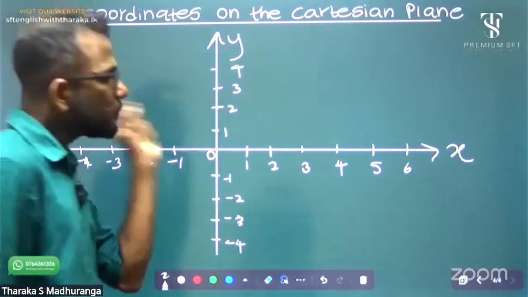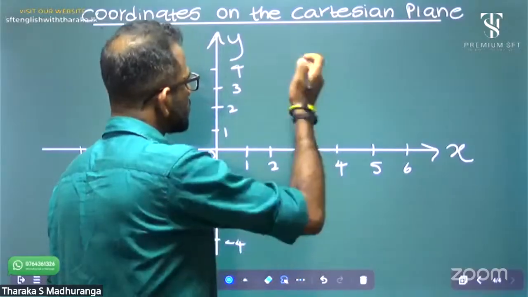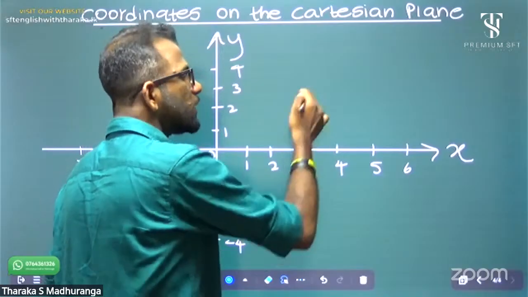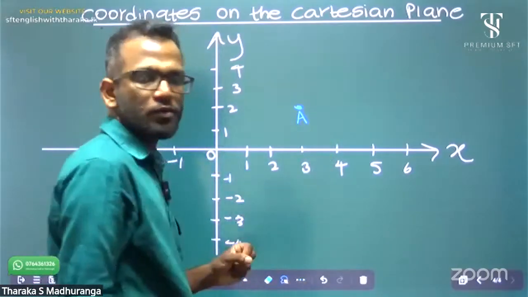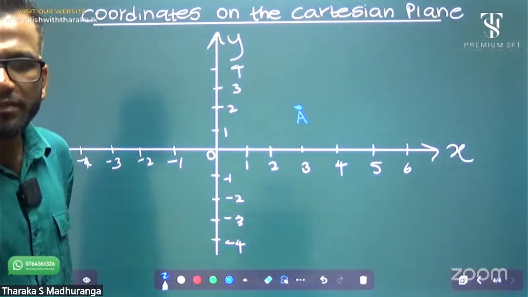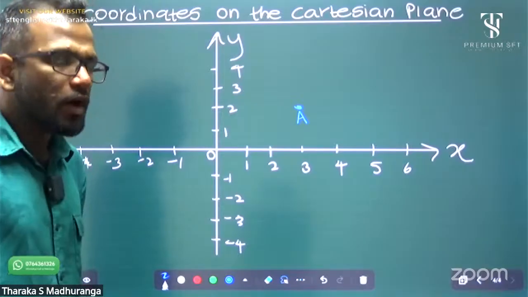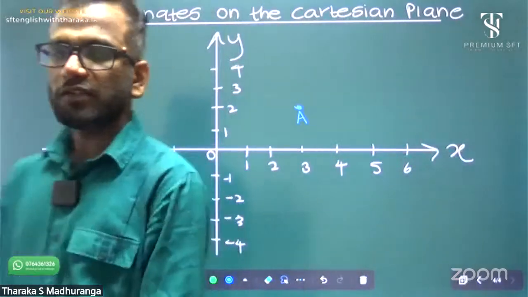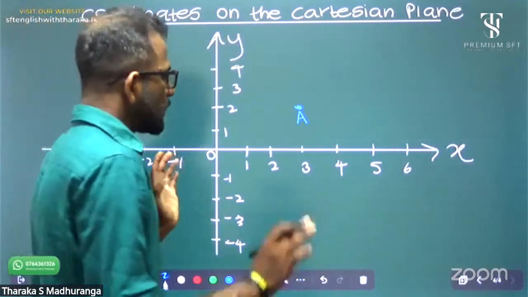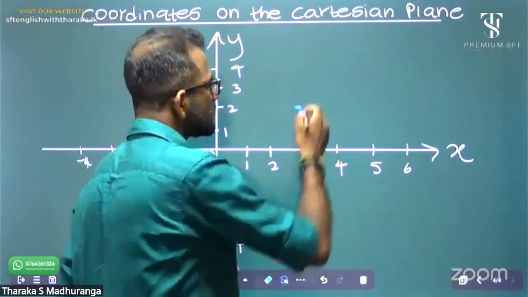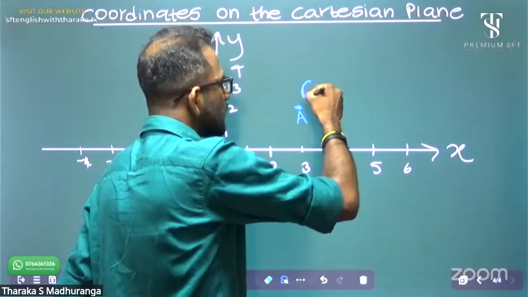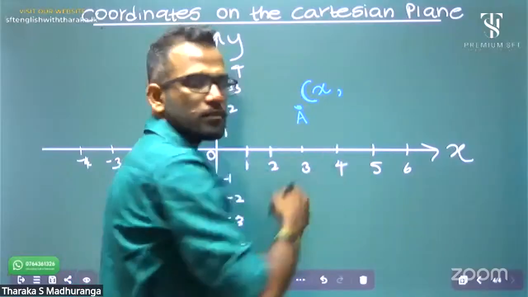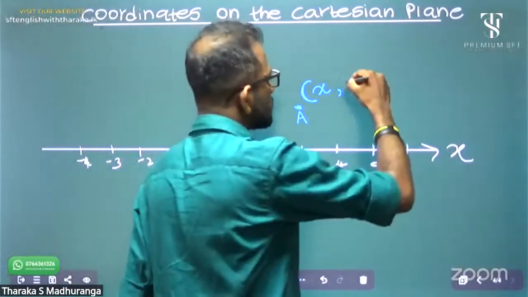Okay, if I take any point on this Cartesian plane, how do we write the coordinates of this point? Think it is point A. Do you know how to write the coordinates? What are the coordinates of point A? Remember, when you write coordinates, this is always the order. First, you have to write the x-axis value, comma, the y-axis value. That's the order.